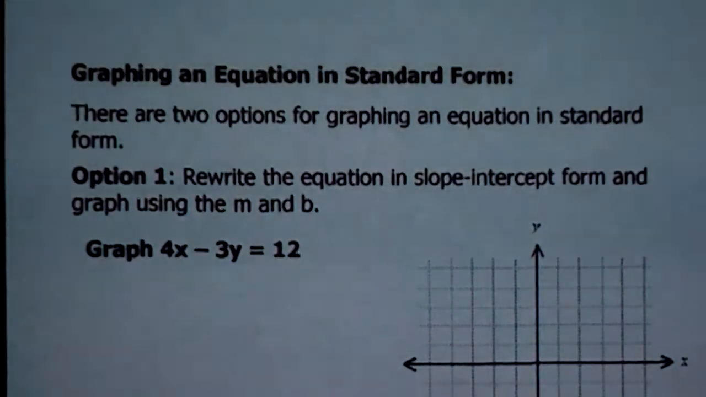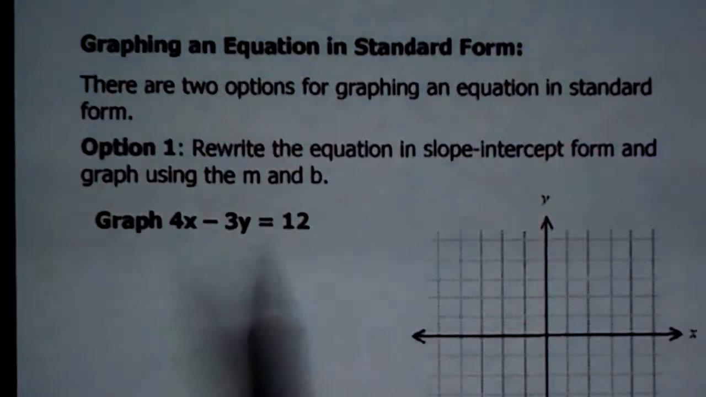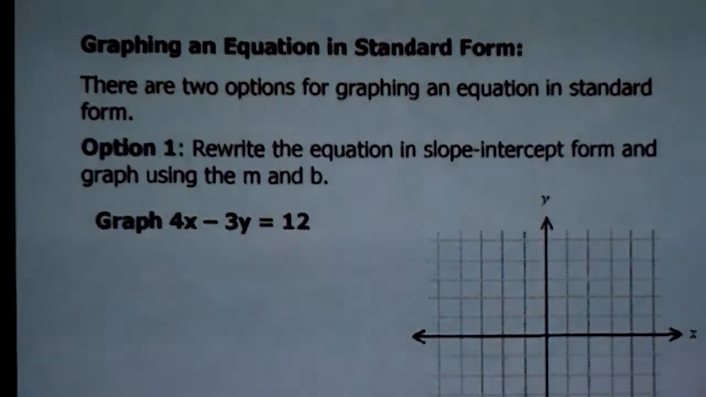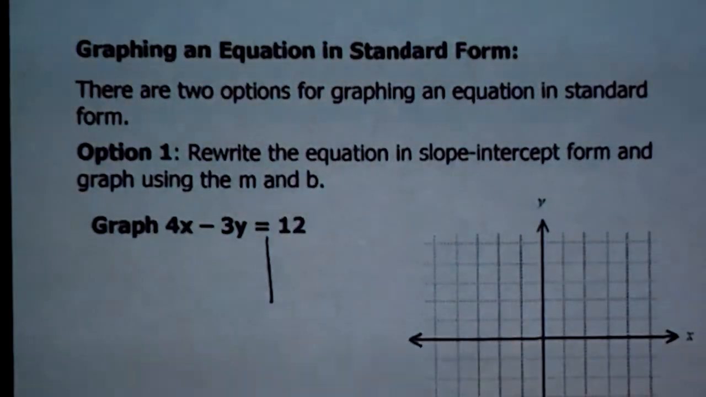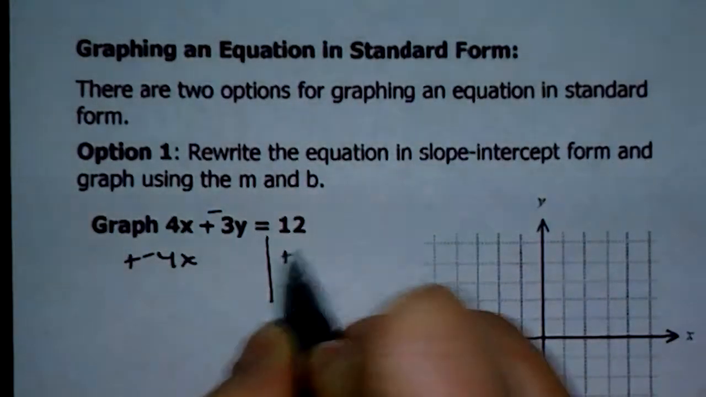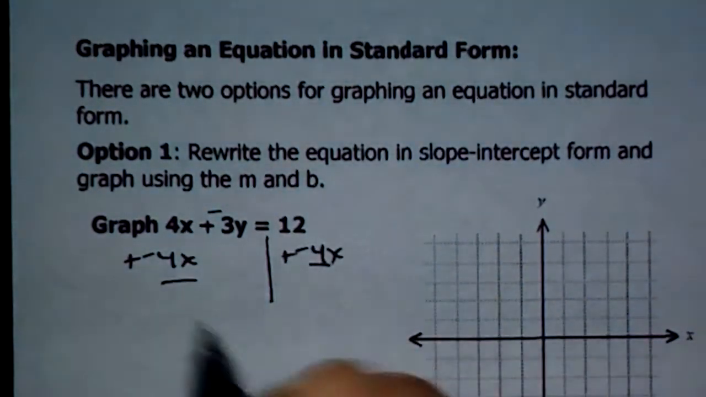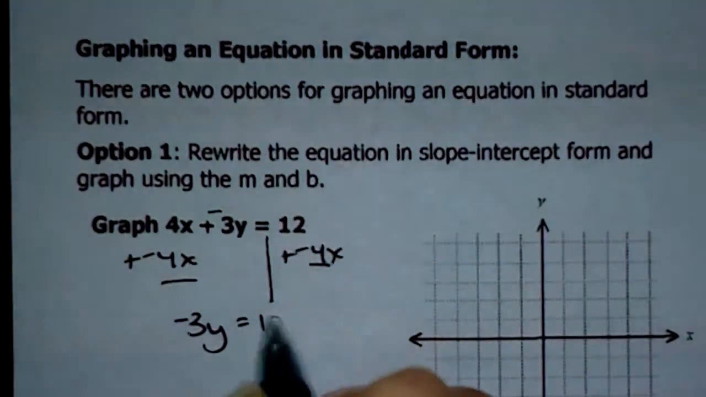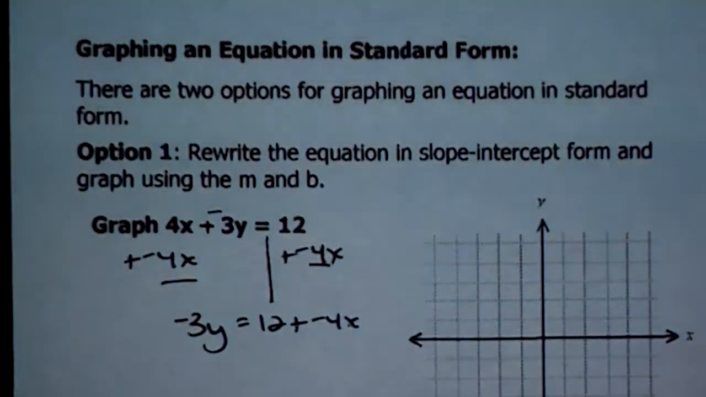We've already spent some time graphing equations written in y equals mx plus b form, right? Plot the b, do the rise over run for the slope, and call it a day. So if you first saw this before you knew about standard form, you would probably start rearranging this, right? You would add a -4x to get that y term by itself. So we'd have -3y equals 12 plus -4x. And then we would divide every term by our -3.